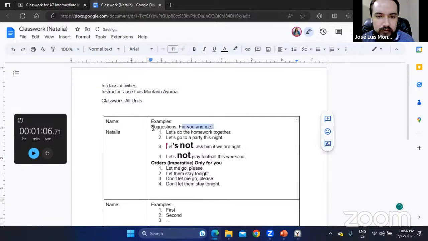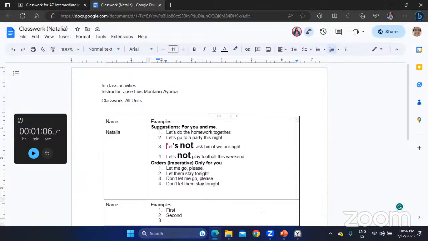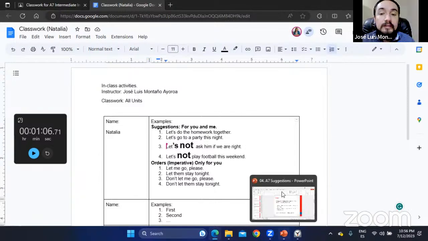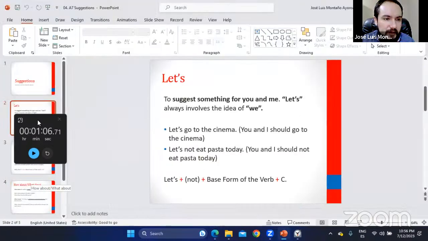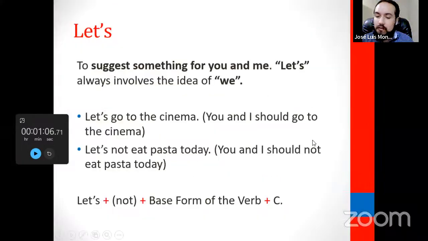All right, so this is the main idea. I don't know if you have any other details or comments before going to the next part. Let me know, please. No, that's okay here. Good. So we're going to do the same with the next one. Let's pay attention to these details. Remember, the examples are here. Let's affirmative, let's go. Let's negative, let's not eat. And this is the formula. Let's not is optional, base form of the verb.